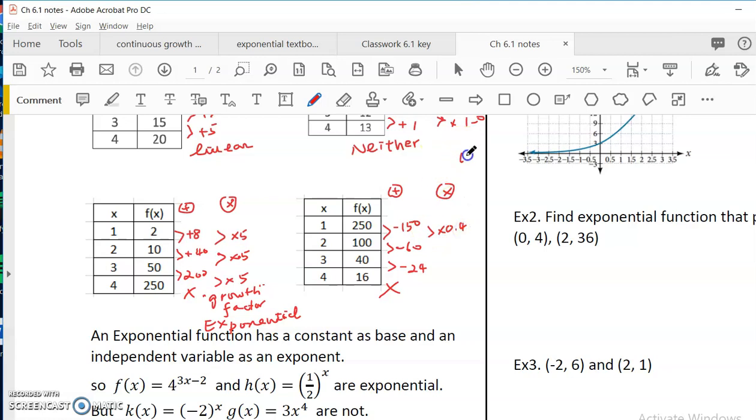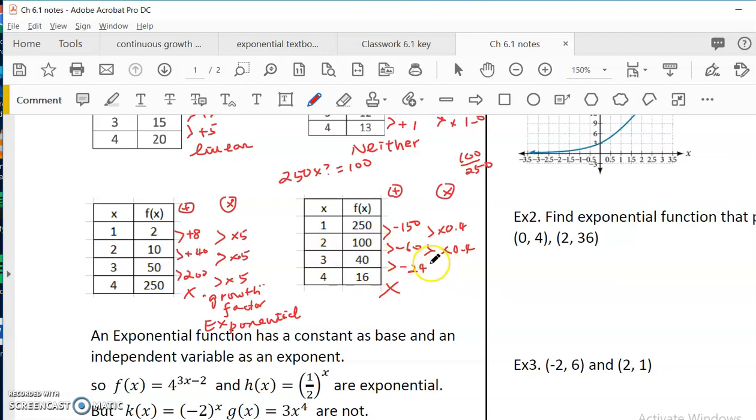So remember, you do 100 divided by 250, because you're investigating 250 multiplied by what to get to 100. So this number would be divided by 250 on both sides. So that's how you do it. That's 0.4. What about 40 divided by 100? Of course, that's 0.4. And this is also 0.4. 16 divided by 40 is 0.4.